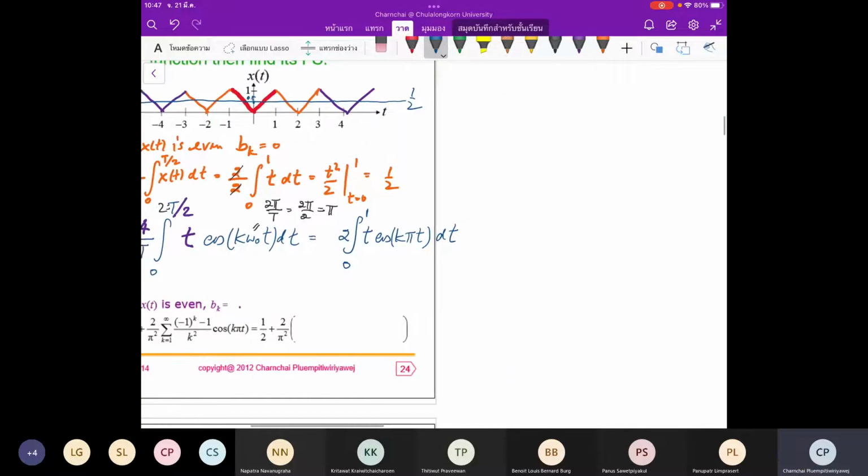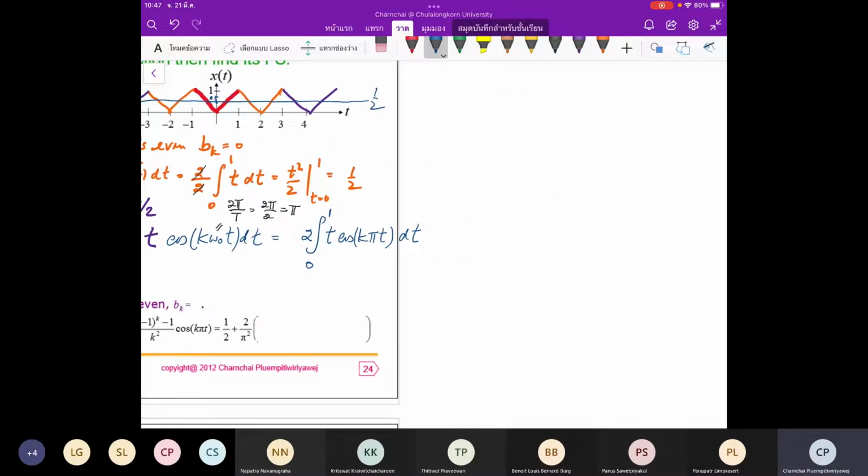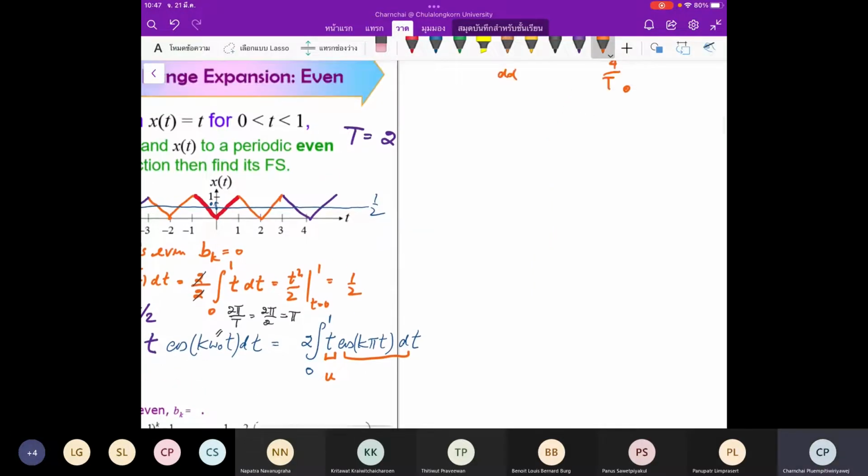At this point, you need to do integration by parts. If you let u equal to t, and dv would be equal to what? If we let u equal to t, dv would be cosine k pi t.